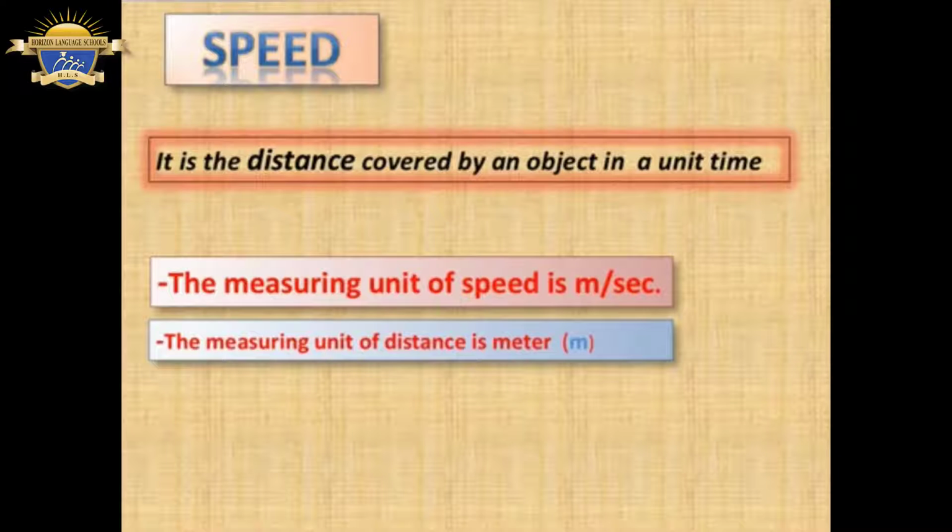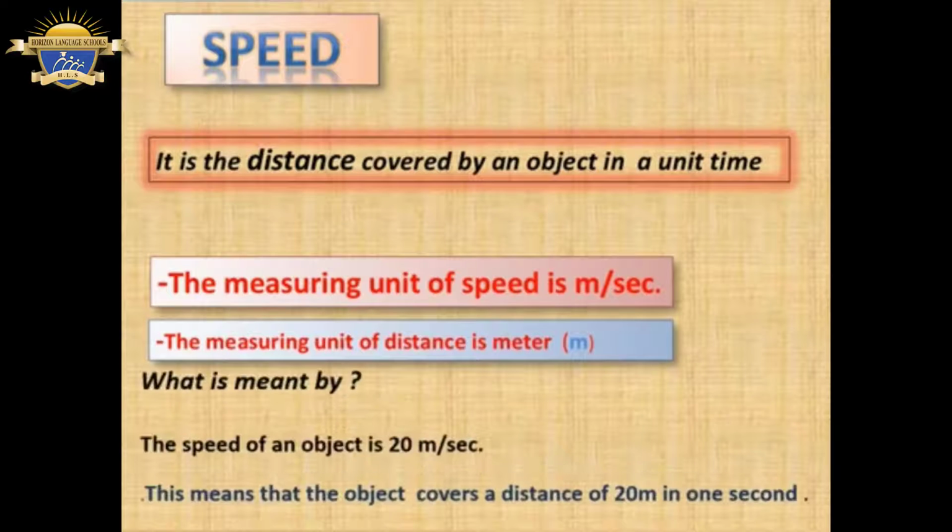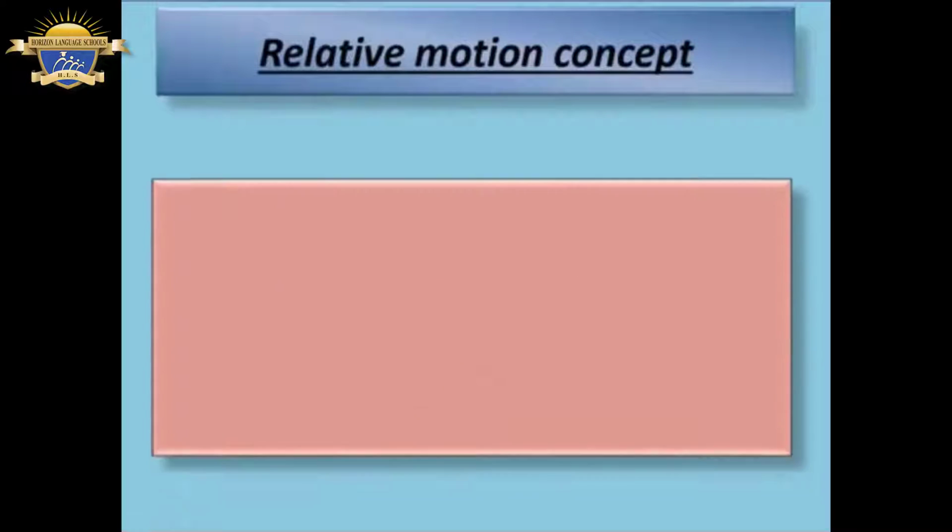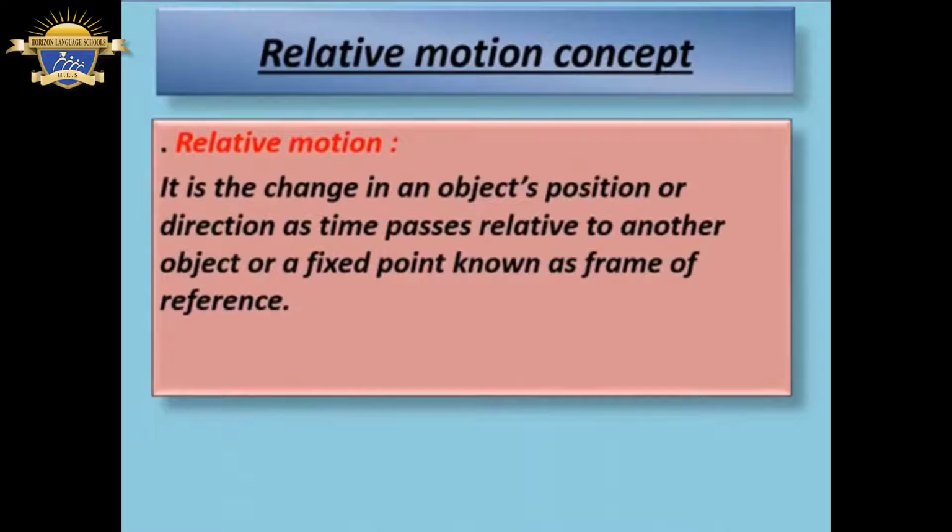When we need to know the speed of a moving object, we should have distance and time. The measuring unit of distance is meter and of time is second, so the measuring unit of speed is meter per second. What is meant by the speed of an object being 20 meters per second? This means that the object covers a distance of 20 meters in 1 second.